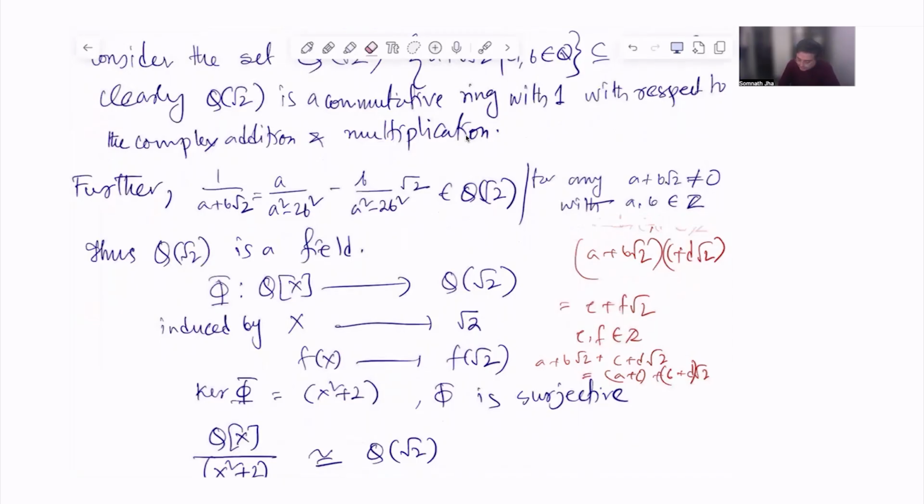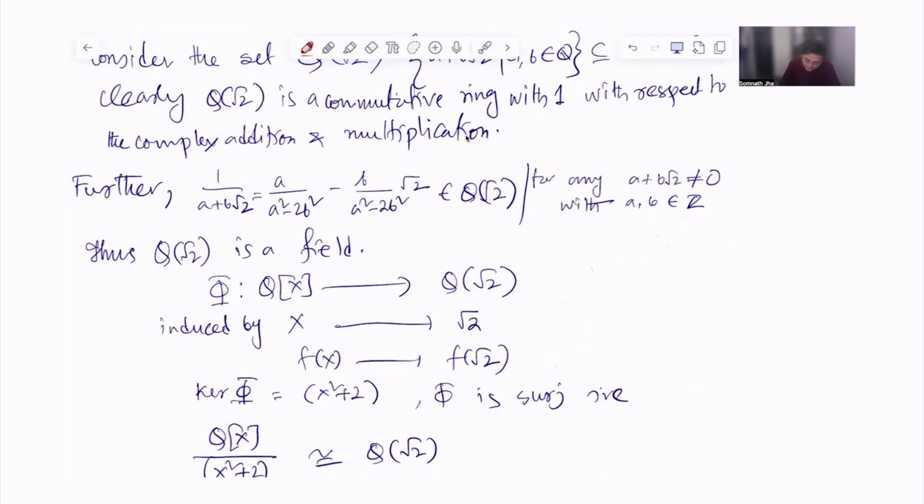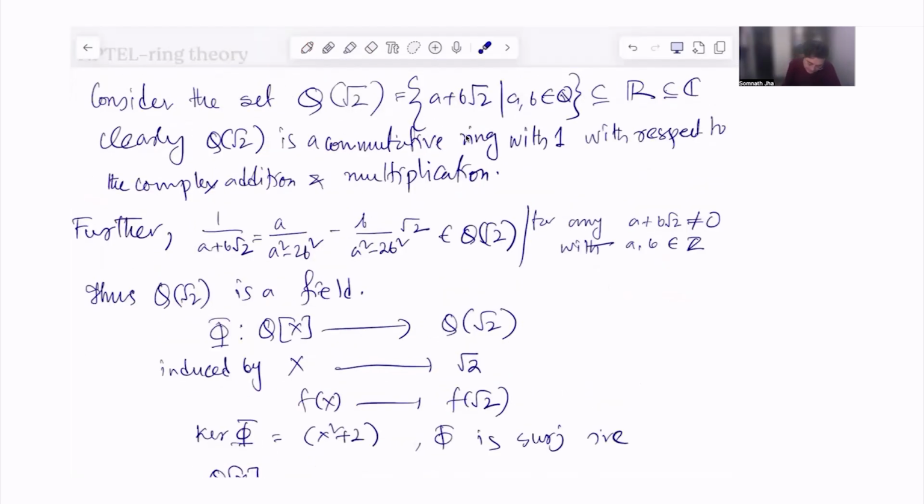And in this set, what is the additive identity? 0 plus 0 root 2 is the additive identity, and 1 plus 0 root 2 is the multiplicative identity. So this clearly forms a ring. So that's what is written here, that this is a commutative ring with 1 with respect to the usual complex addition and multiplication.